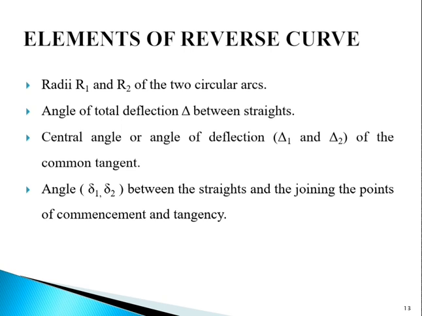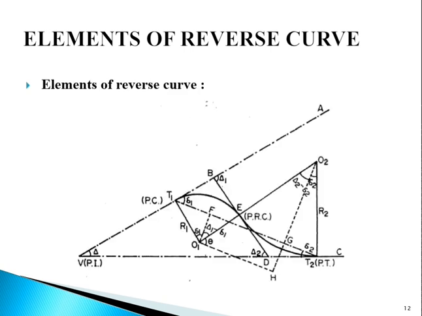Next, angle of total deflection delta between the straights. Central angle or angle of deflection will be delta 1 and delta 2 of the common tangent, and angle theta 1 and theta 2 between the straights and the line joining the points of commencement and tangency. So all the data is here, but it is used very rarely in the calculation.